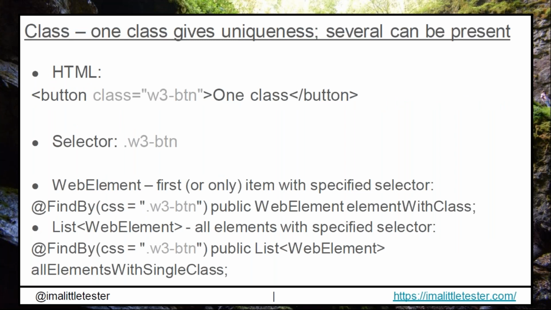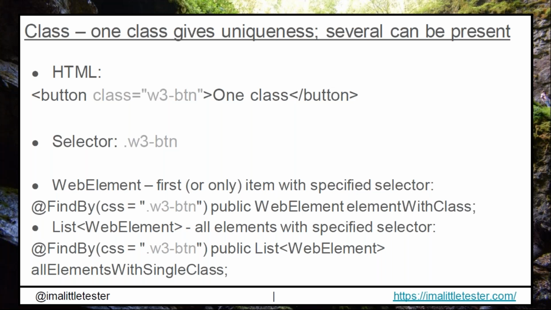The class is another attribute that we can use in order to identify an element. Classes are, let's say, the second best thing after an ID. Sometimes a class on an element might be unique on the page. Sometimes the same class will be used on several elements because all of those elements have a common property. Maybe all of those elements have a particular styling or serve a particular functionality.